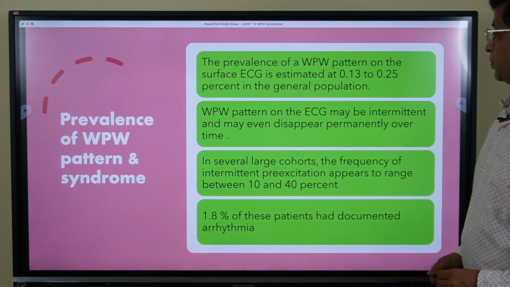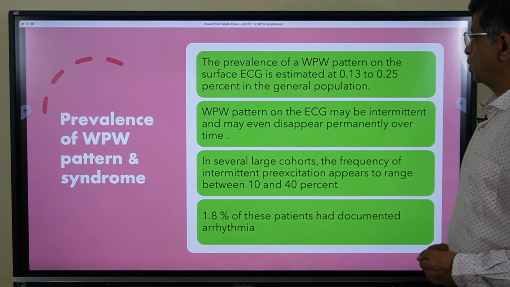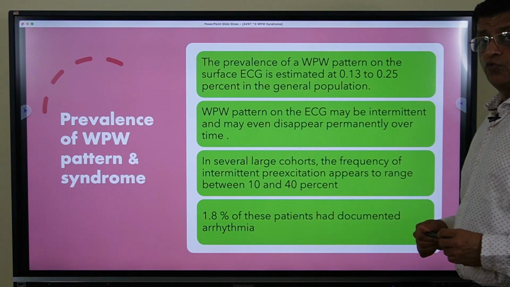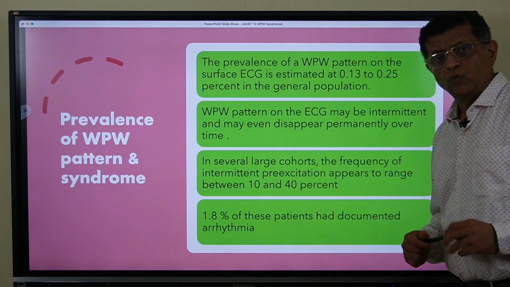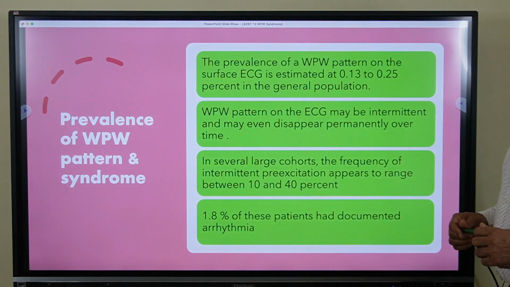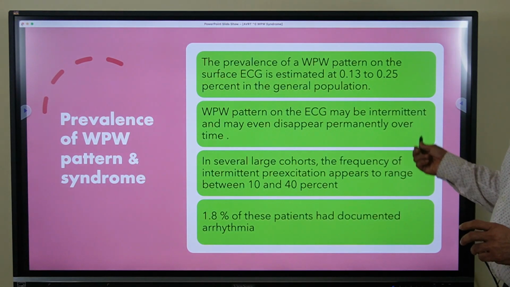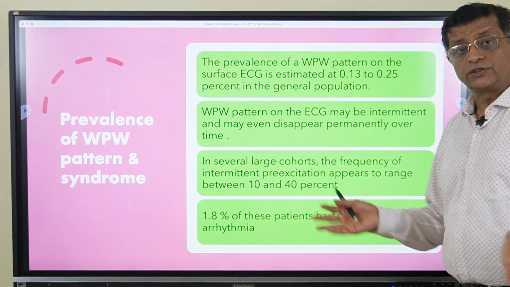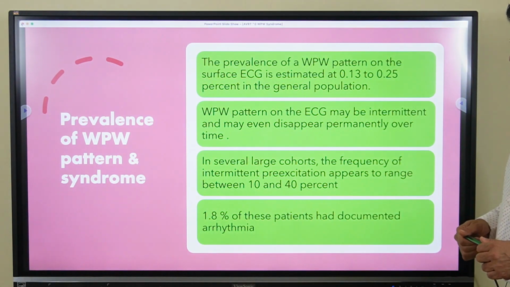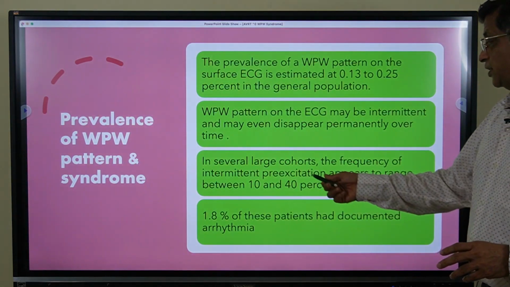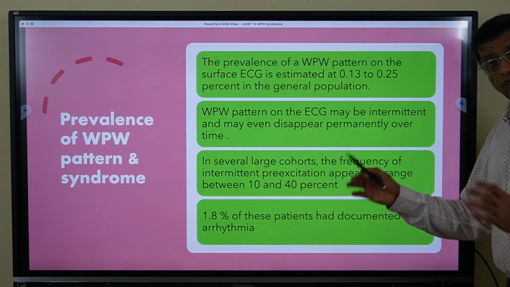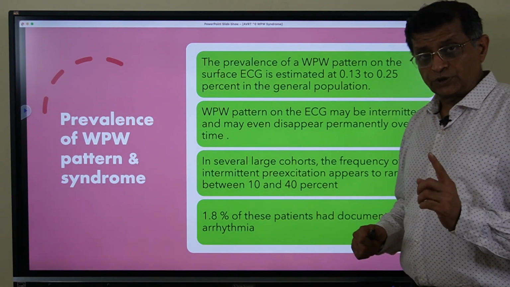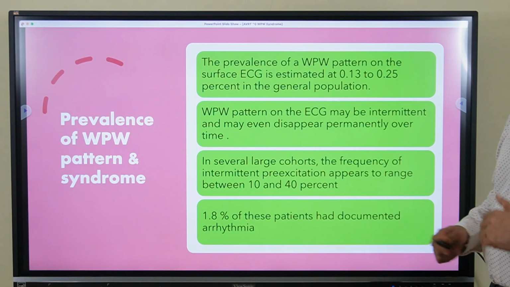Now prevalence of WPW syndrome is not very common. WPW pattern is 0.13 to 0.25% in the general population, 1 in 100 or so. WPW pattern on ECG may be intermittent. It may appear or disappear, sometimes it may permanently disappear. This intermittent pre-excitation appears to be in 10 to 40% of all those patients showing the WPW pattern, and only 1.8% of these will actually have arrhythmias.